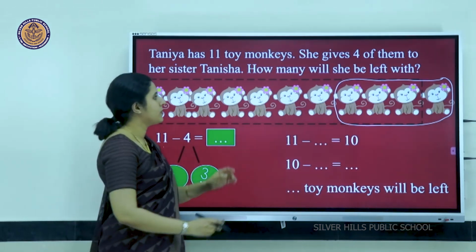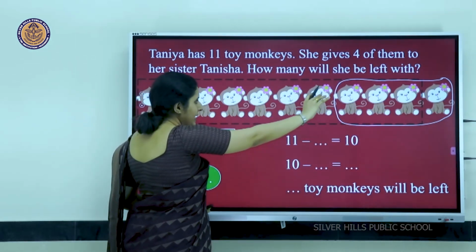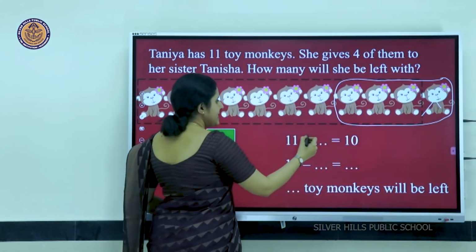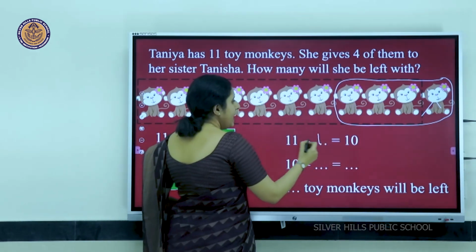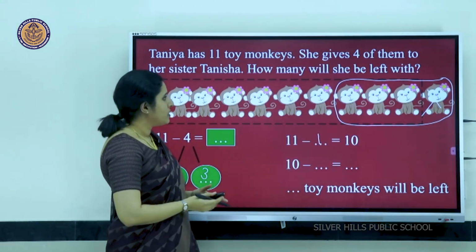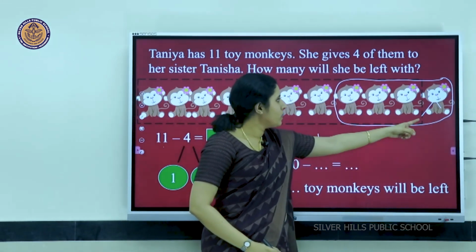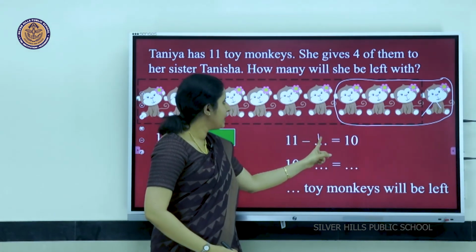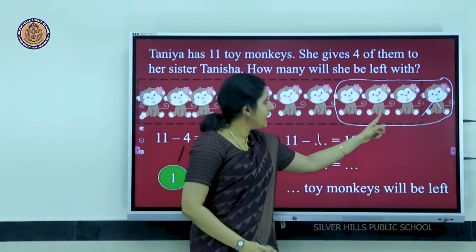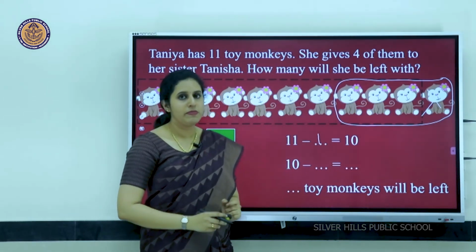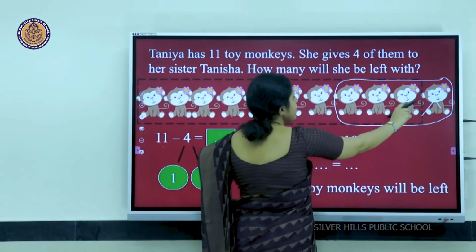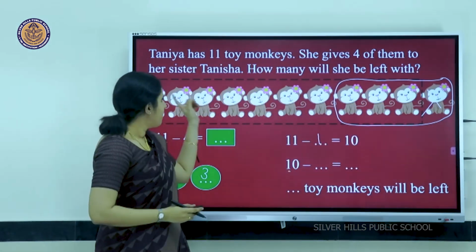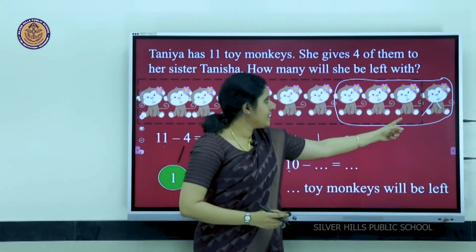Now, let us proceed. From the 11 monkeys, one monkey is taken away from the ones side, 11 minus 1, and you get 10. So, first we took out one monkey from the ones side and we reached 10. 11 minus 1 is 10. 3 more monkeys we have to take out. The problem is still not over. 3 more monkeys we have to take out, and that we are taking away from the 10 group here. From the 10 group, 3 more monkeys are taken away.